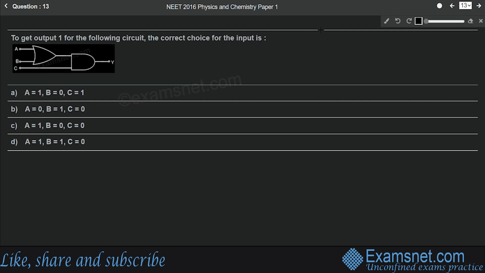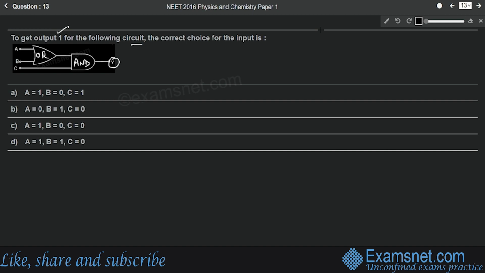Now question number 13 is from the chapter Semiconductor Electronics, and the question is, to get output 1 for the following circuit, the correct choice for the input is. Two gates are represented here. The first one is an OR gate and this is an AND gate. The output coming from the AND gate is Y and this is the final output.